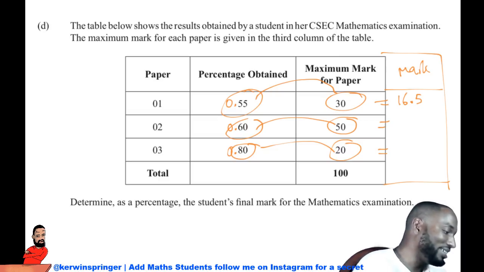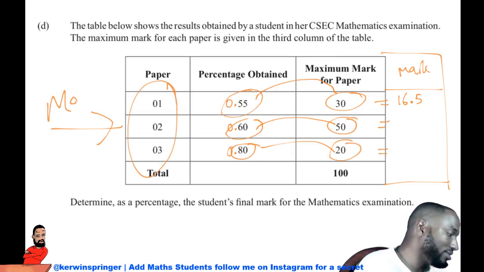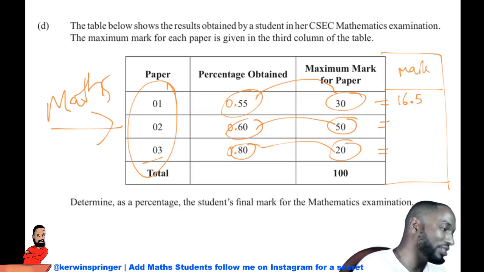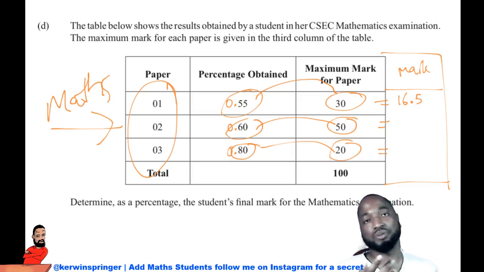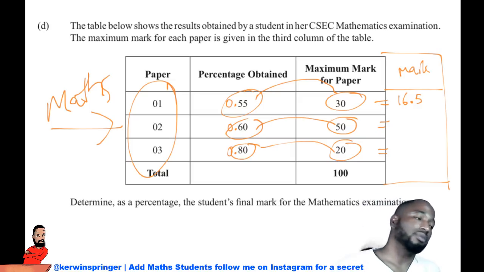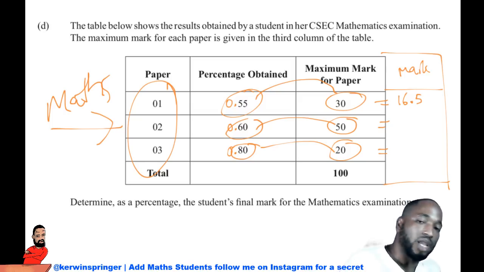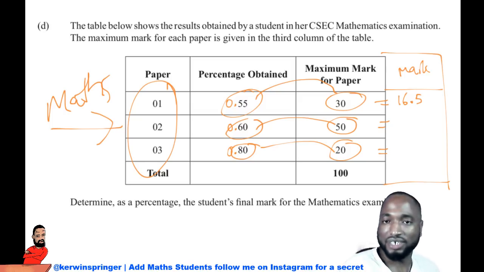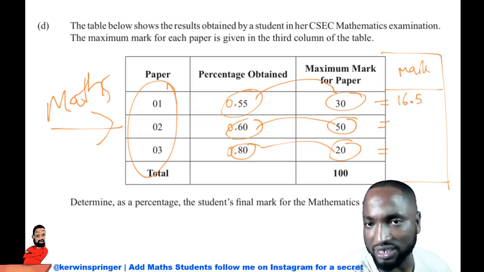And by the way, in case you notice, this is your actual maths exam here. The maths exam, paper 1, the multiple choice, is 30. Paper 2 is 50. Paper 3 is this. For those of you who are doing paper 3 or the SBA, everybody should have handed in their SBA already. Yeah, man, genius kid. Good to see you.